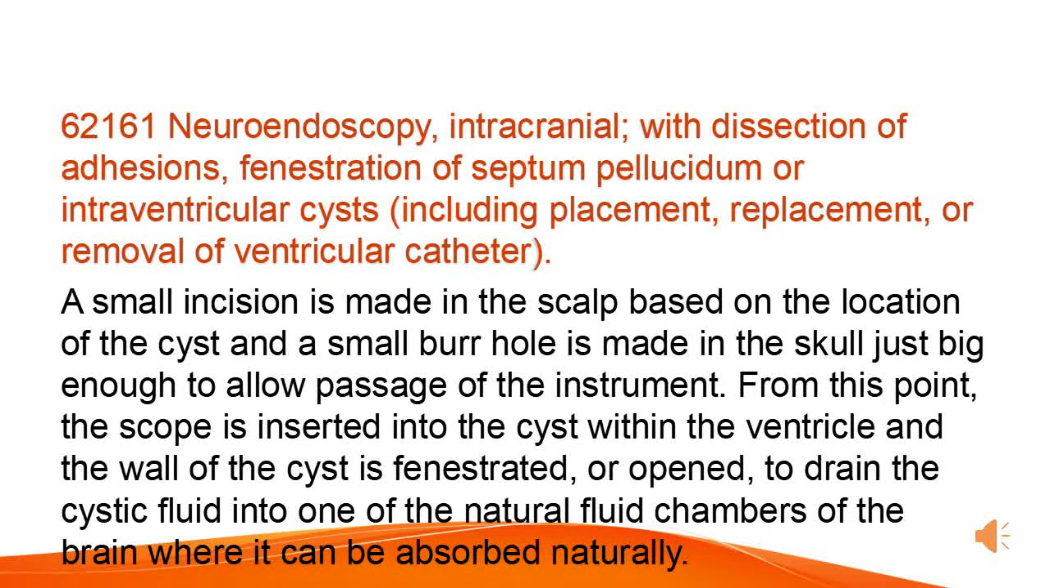Neuroendoscopy Intracranial, with dissection of adhesions, fenestration of septum pellucidum or intraventricular cysts, including placement, replacement, or removal of ventricular catheter. A small incision is made in the scalp based on the location of the cyst and a small burr hole is made in the skull just big enough to allow passage of the instrument. From this point, the scope is inserted into the cyst within the ventricle and the wall of the cyst is fenestrated, or opened, to drain the cystic fluid into one of the natural fluid chambers of the brain where it can be absorbed naturally.